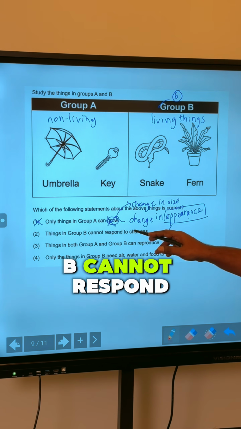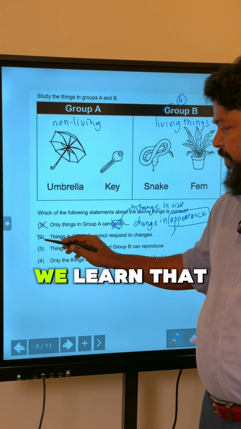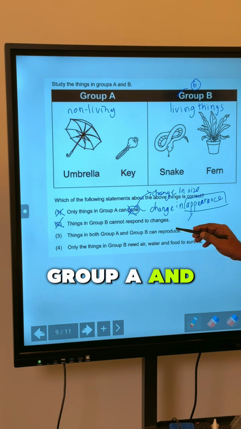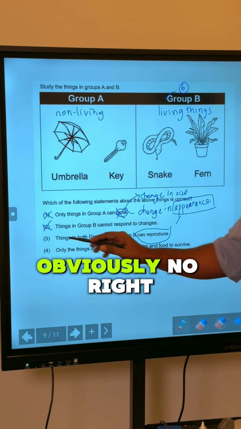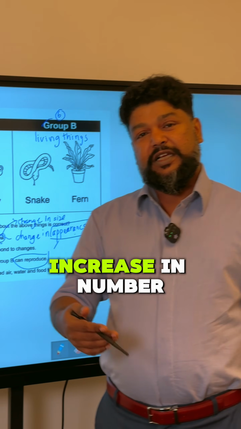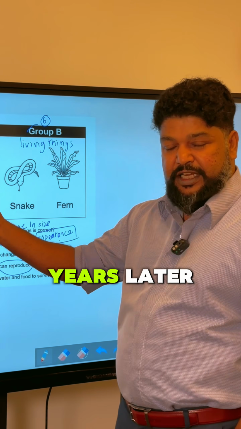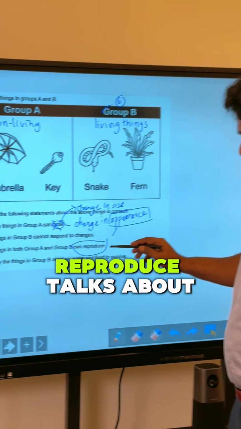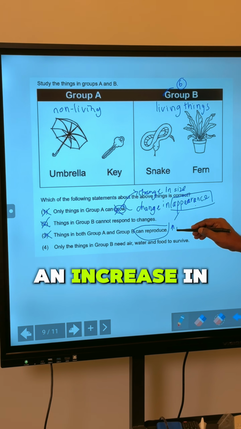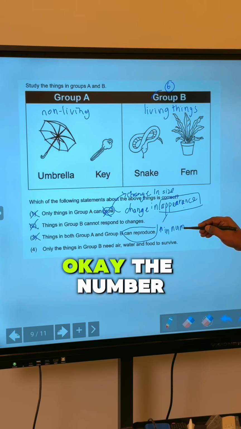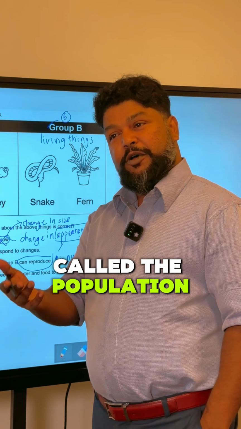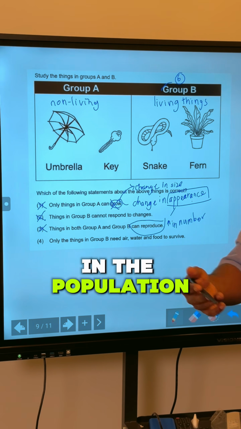Things in Group B cannot respond to changes. That is not true. We learned that living things can respond to changes. Things in both Group A and B can reproduce. Obviously, no, right? Reproduce means an increase in number. Even if I come back 10 years later, the umbrella will still be 1. It wouldn't be 2, 3, 4. It cannot reproduce. Reproduce talks about an increase in the number. And in P6, you will learn the word: the number of an organism is called the population. Or we can say the increase in the population of the organism.